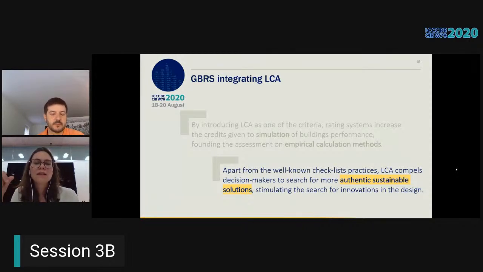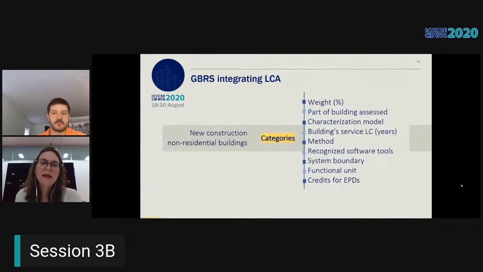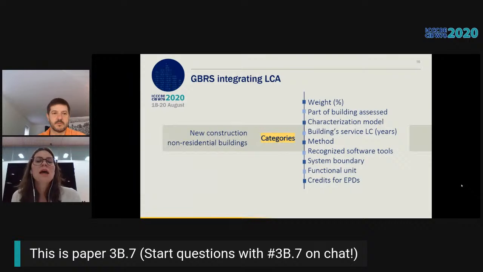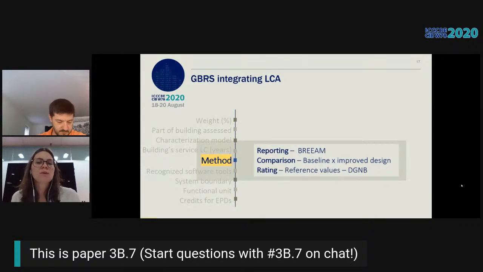And this study also analyzed LCA requirements for the 6 rating systems previously cited. And the certification version chosen was new construction, non-residential buildings, and these were the categories analyzed. And I'm just going to emphasize the method category because we found 3 main methodologies used by rating systems to address embodied impacts, and they are reporting, comparison, and rating.